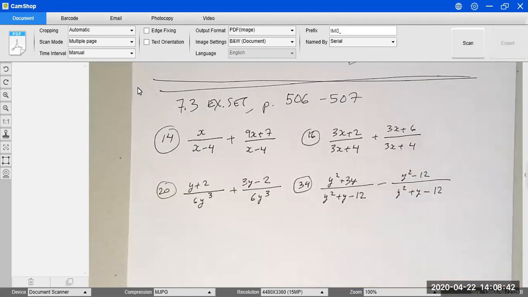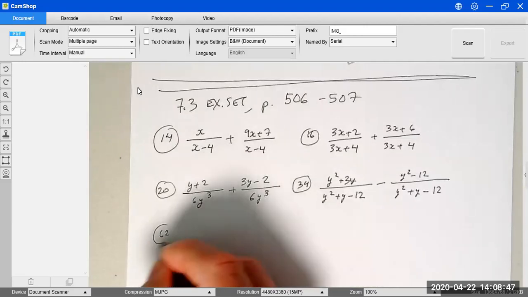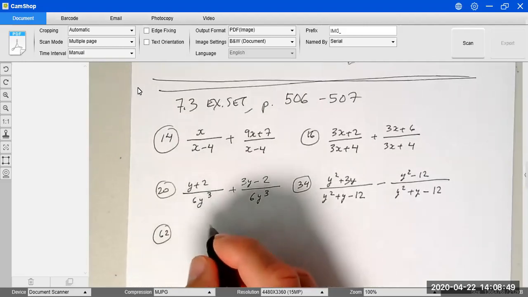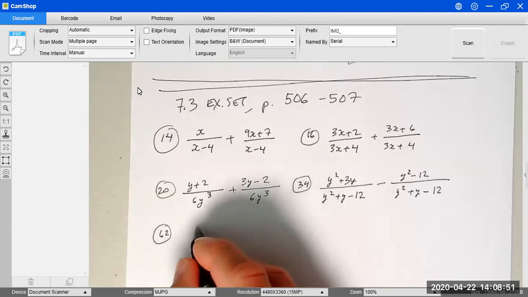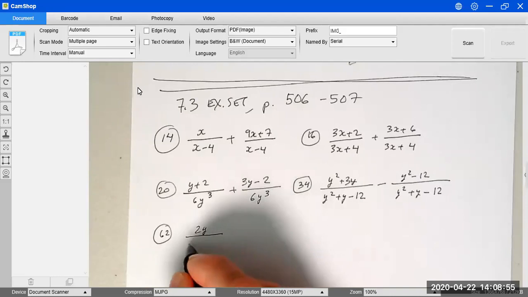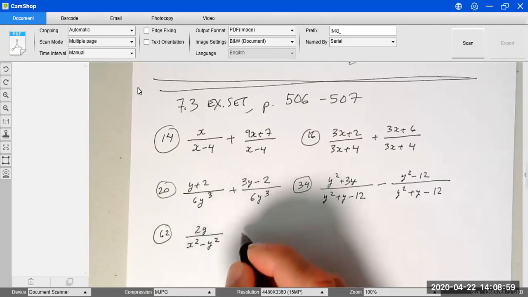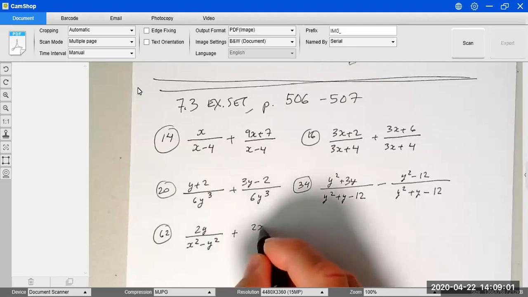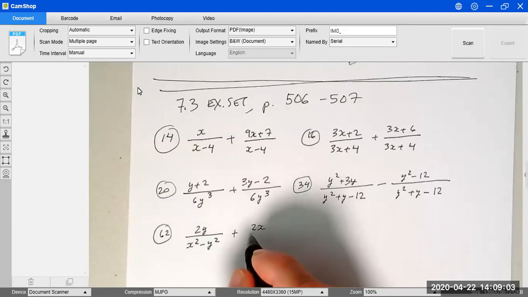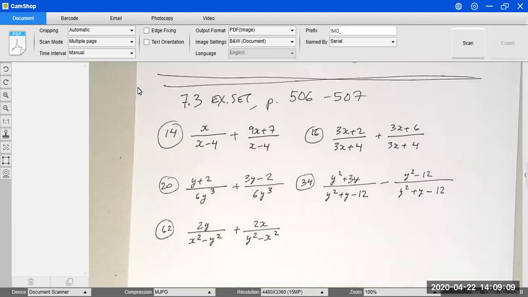And finally, problem 62. Problem 62 is just 2y over x squared minus y squared plus 2x over y squared minus x squared. So those are the problems.